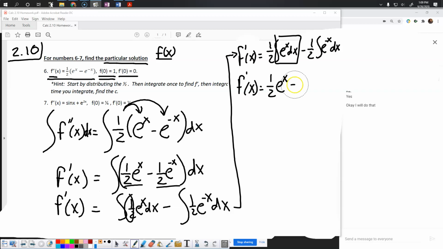Now for the second one, though, we have a little bit of a bump in the road to deal with. It's not e to the x, it's e to the negative x. Now, I'm going to do it the long way, and then after I do it the long way, I'm going to tell you guys the short way, so you never have to do this again if you remember it. But the long way is it's a u sub problem, and whenever you're integrating an exponential function like this, the u is almost always going to be the exponent.